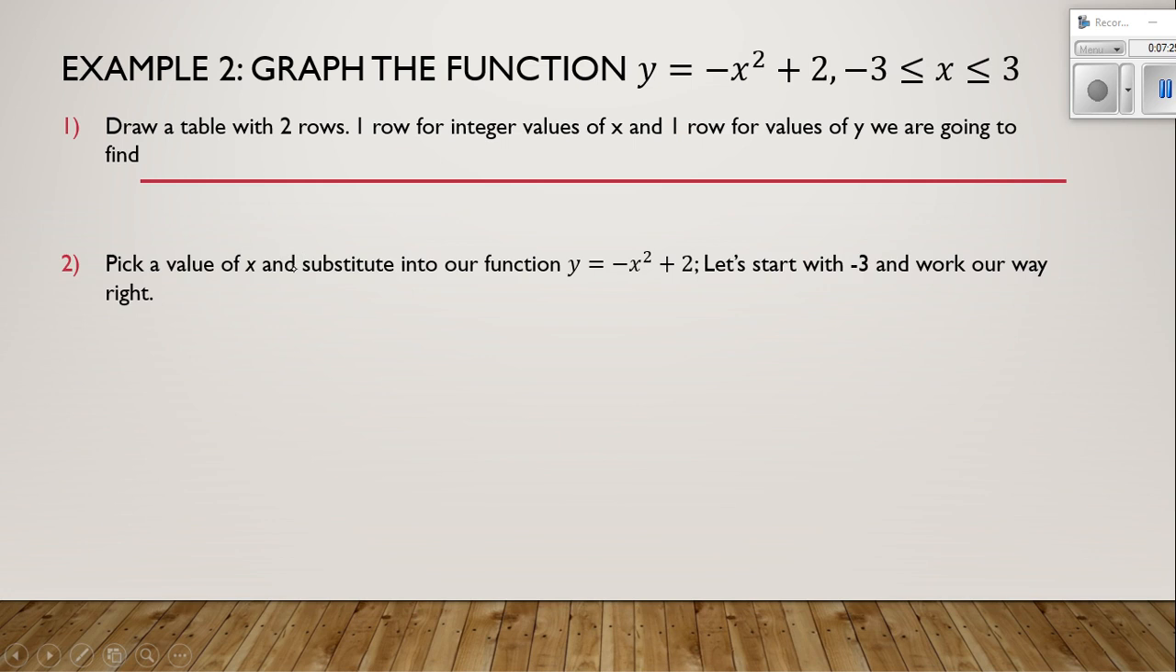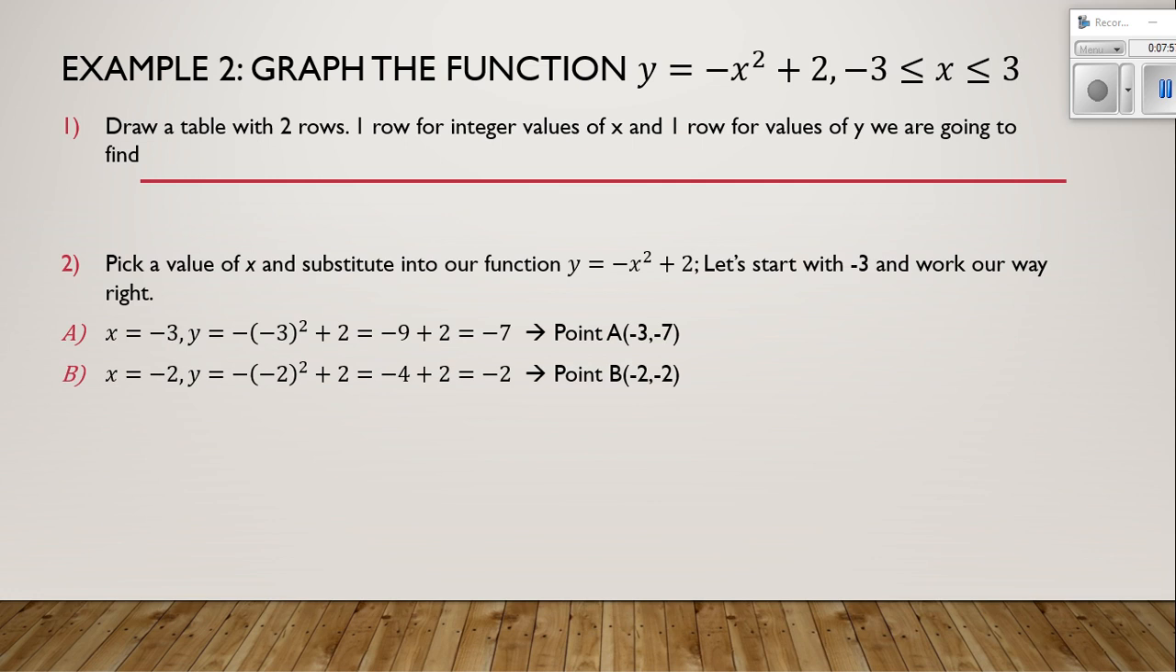So here we pick a value of x and substitute it into our function y equals negative x squared plus 2. So we're going to start with our leftmost value of negative 3 again. So here we're doing negative 3, and so we put it in our equation as such. Y equals negative, that's that negative out front, and then we put in negative 3. Well, remember that negative 3 squared is just 9, so we get negative 9 there. And then we have to add on 2, so our point is negative 3 and negative 7.